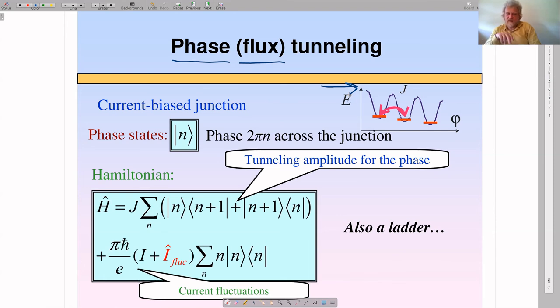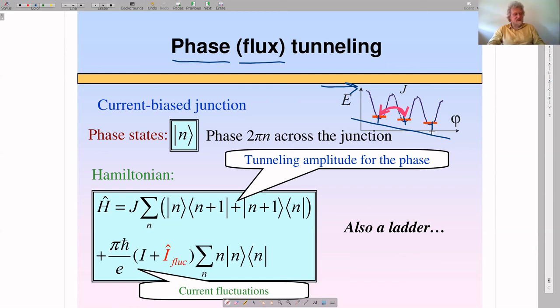So its slope is determined by current. And if you consider the Josephson junction as a classical particle, it can be situated in any of these minima. Now let's treat it as quantum. So there will be tunneling between these two minima.